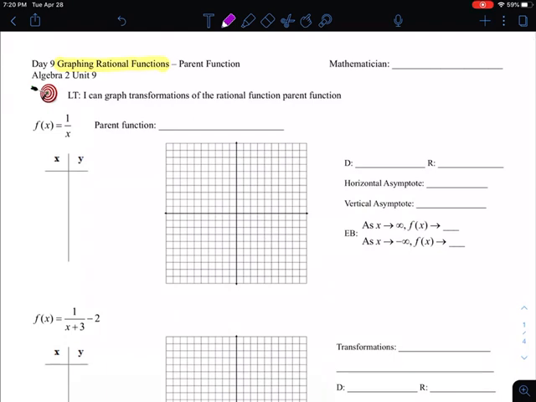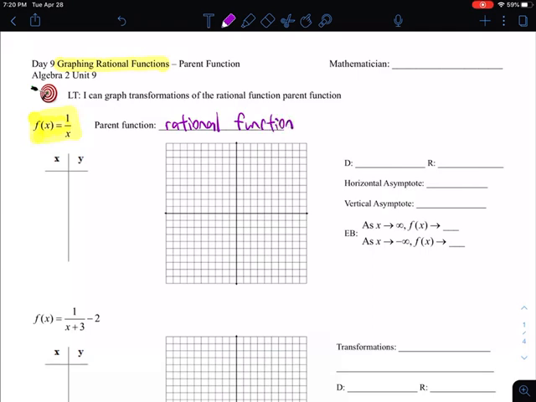So here is the parent function of the rational function, f of x equals 1 over x. Now this looks pretty simple, but graphing it is actually a little bit complicated. So we'll see how we can do that. But the parent function is the rational function.